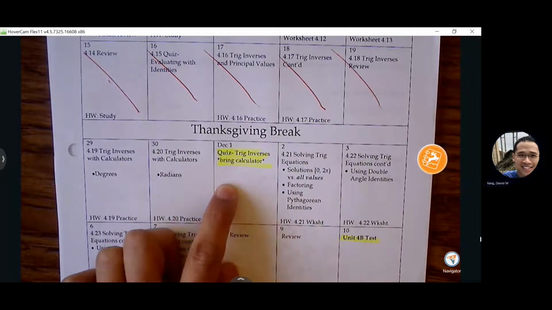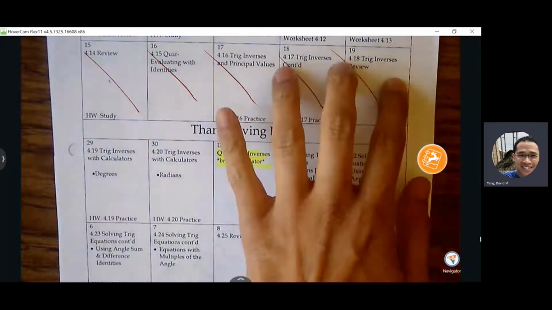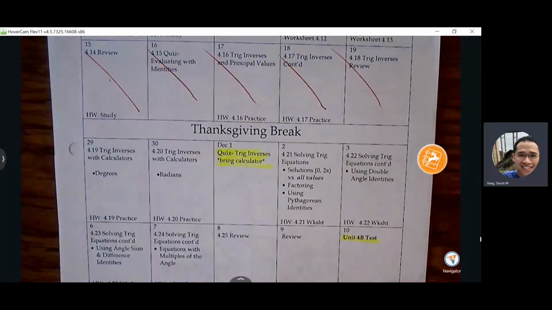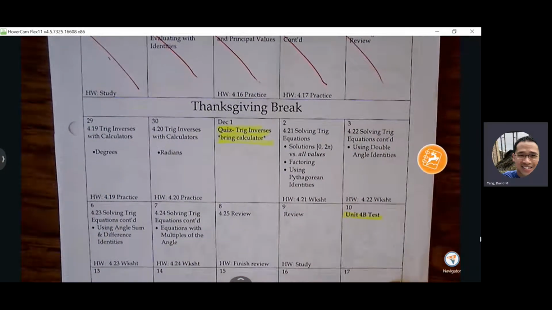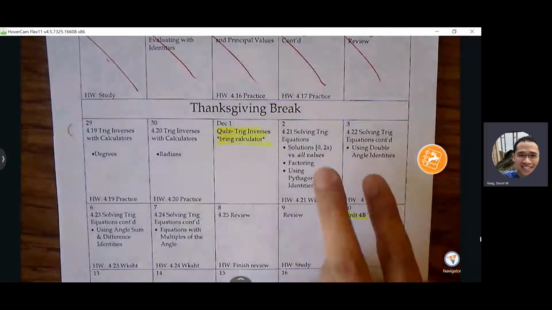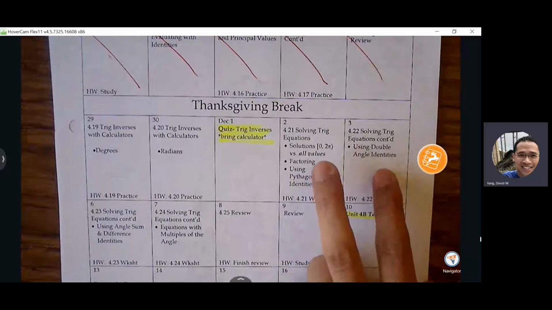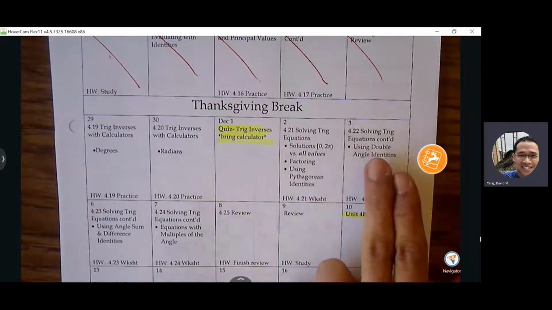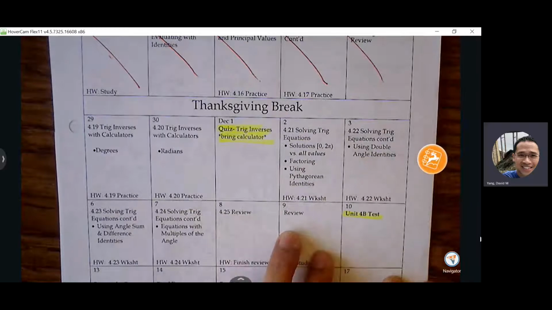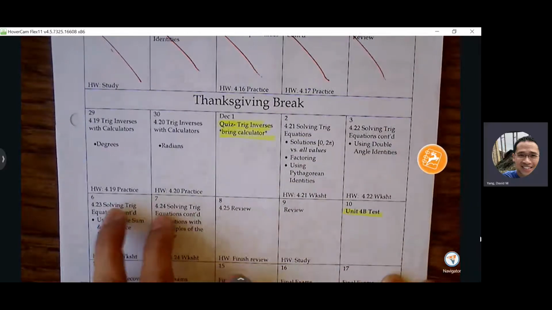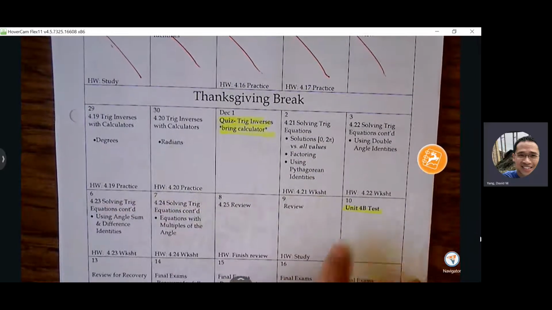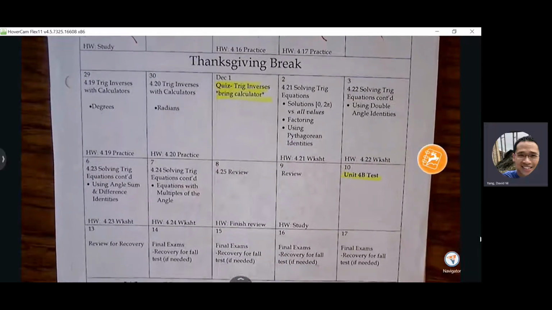Quiz over trig inverses, just over these sections, on Wednesday. Okay. And then we're going to move on to solving trig equations. We'll have the rest of this week as well as most of next week to go over those types of problems and review. And then our final test will be next Friday.